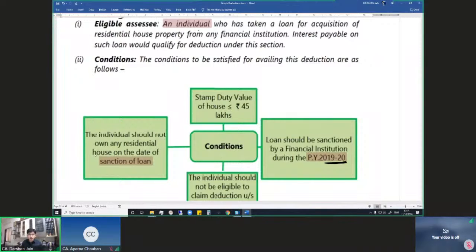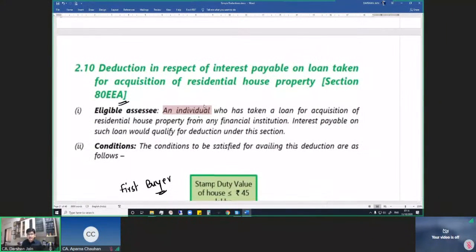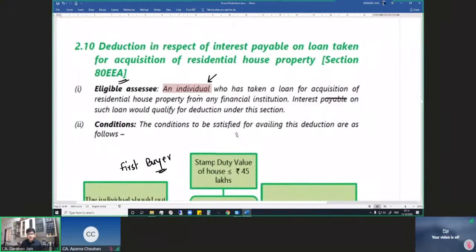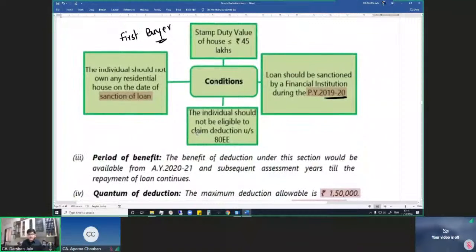The individual should not own any residential house, as the conditions are similar to the earlier section we saw. It should be a first time buyer who would be eligible for a deduction here under section 80EEA, and the deduction is again available only in case of an individual, so not available to an HUF. It is a loan for acquisition of a residential house to a first time buyer, and the conditions have been changed. A bit of change in the conditions.